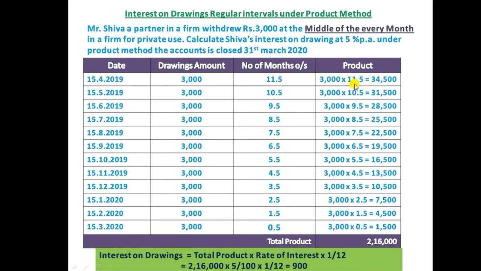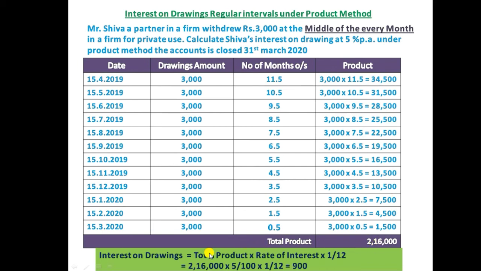Then we need to calculate the product. Drawings amount into number of months outstanding, we need to multiply. So 3,000 is the drawings amount and the outstanding months is 11.5. So we'll get 34,500, and 3,000 into the outstanding months 10.5 will get 31,500. So likewise we multiply the drawings amount with the number of months outstanding. Then we will get the product of each month. Then we need to total the products. When we total, we'll get 2,16,000 rupees as the total product.